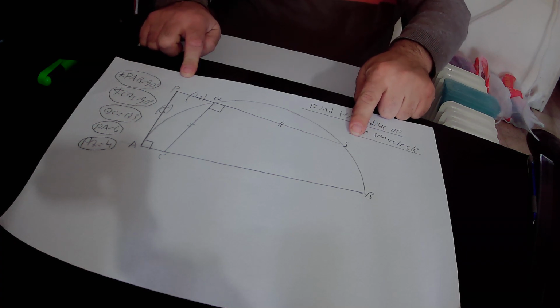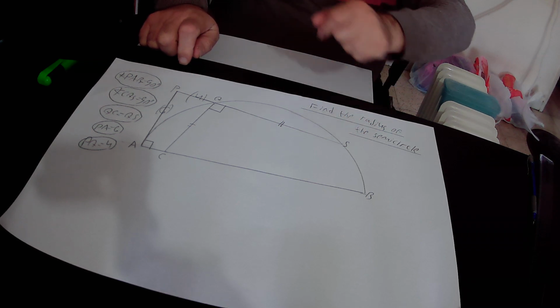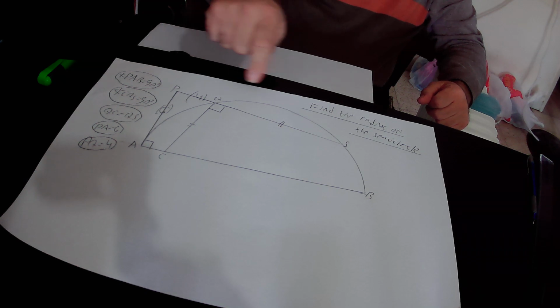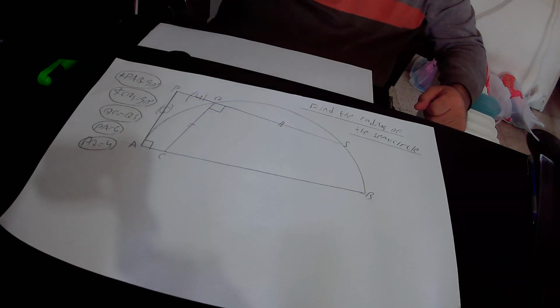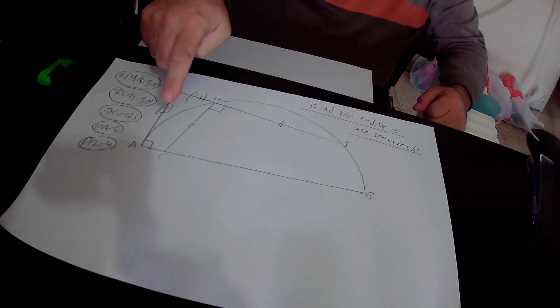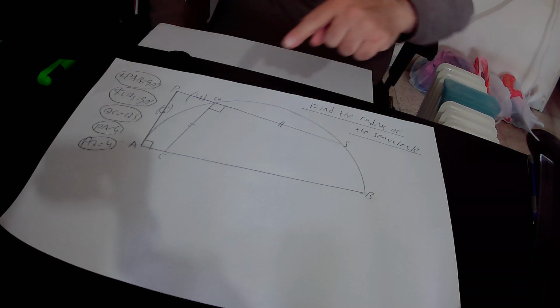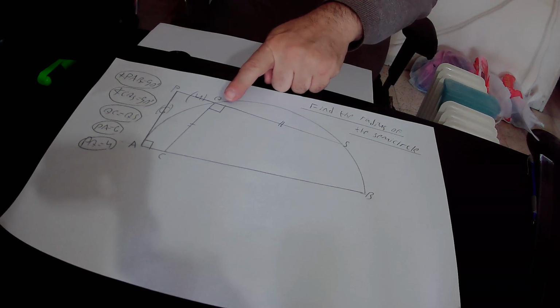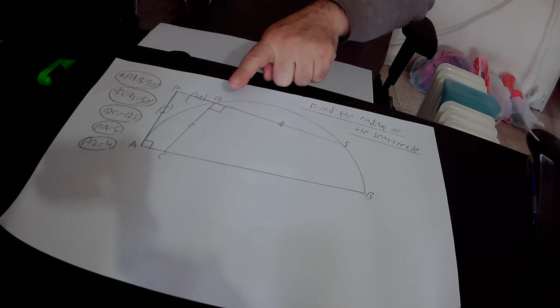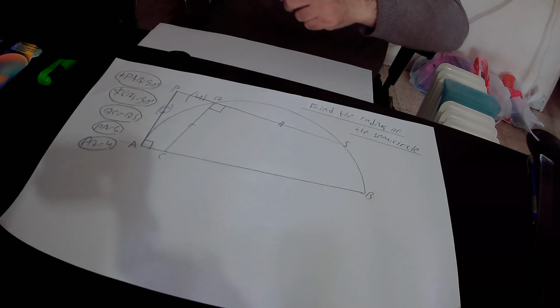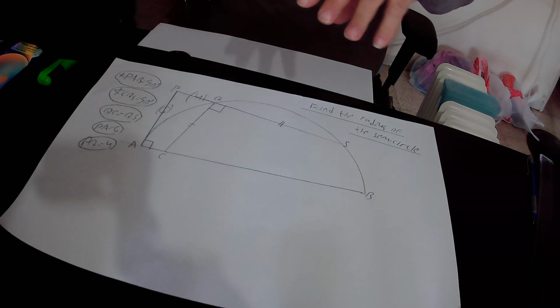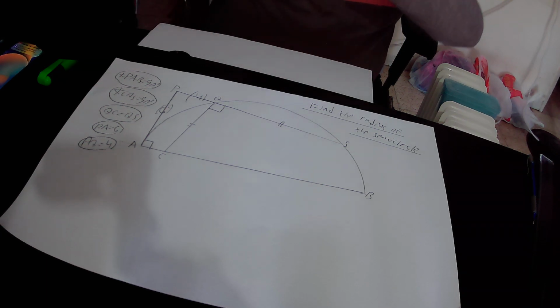cuts the semicircle at points Q and S. In addition, we know that QS equals QC, and this is angle PAB that is equal to 90 degrees in size, and this is angle CQB, that is, this is angle SQC that is equal to 90 degrees in size. Again, our mission is to find the radius of this semicircle.